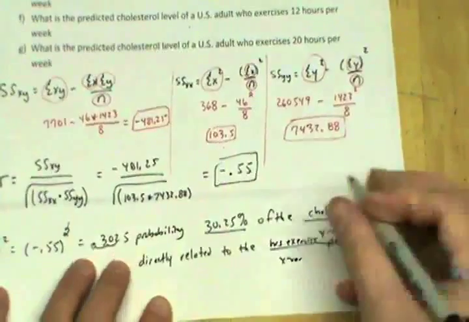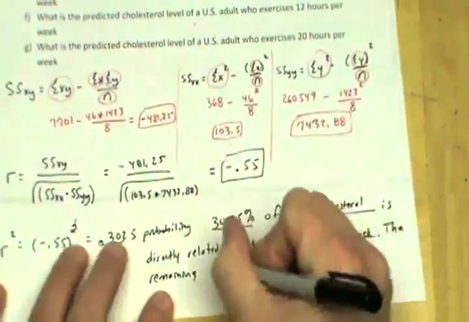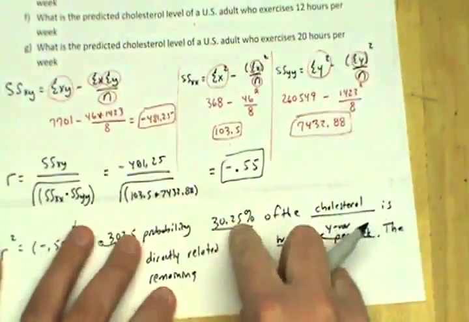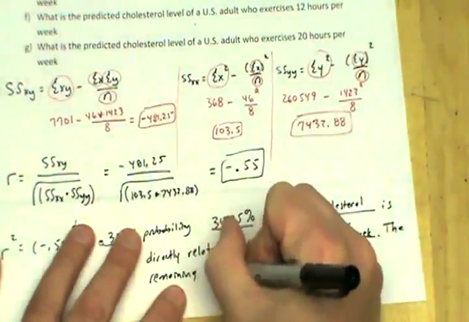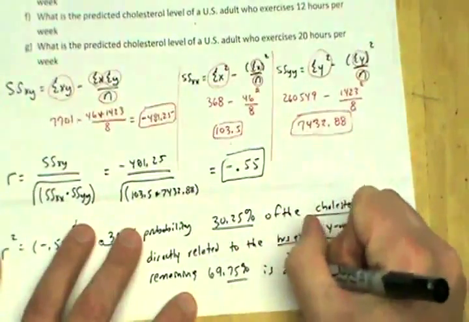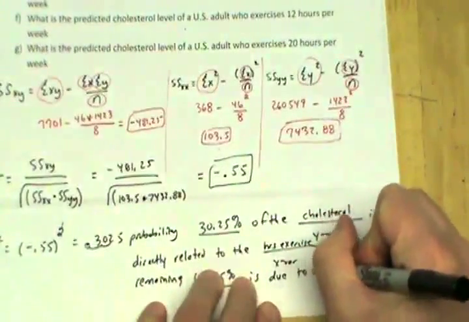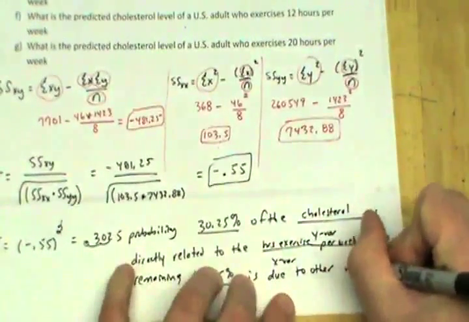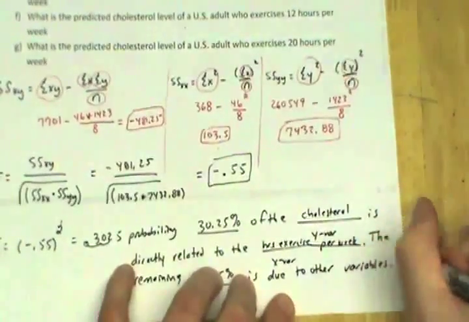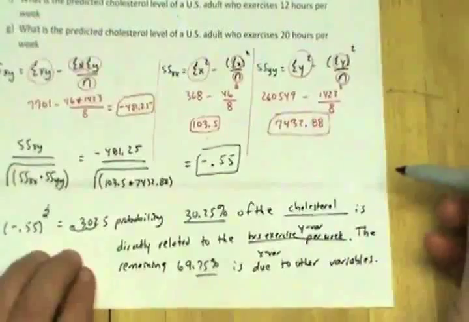And then you can say the remaining, in this case got added to 100%, so you have 69.75% left, and you're going to say that is due to other variables. So the answer to part B, find r squared and state its meaning using two sentences. So there's your two sentences.